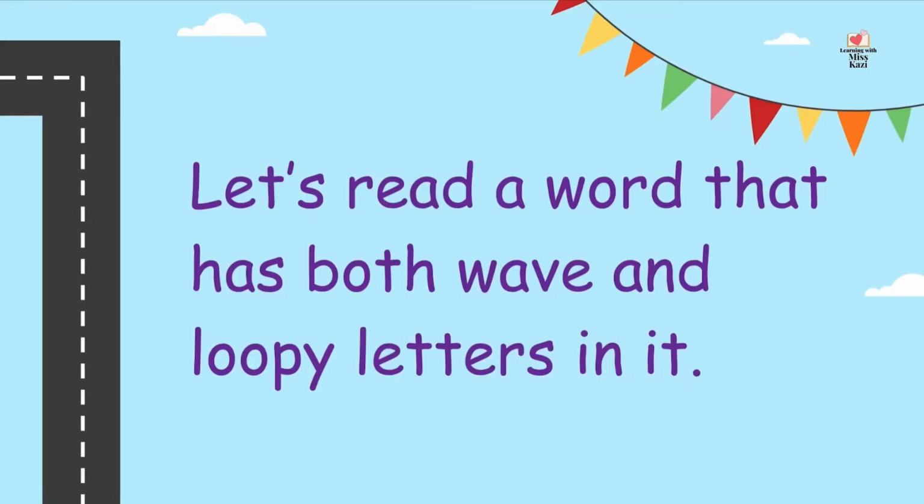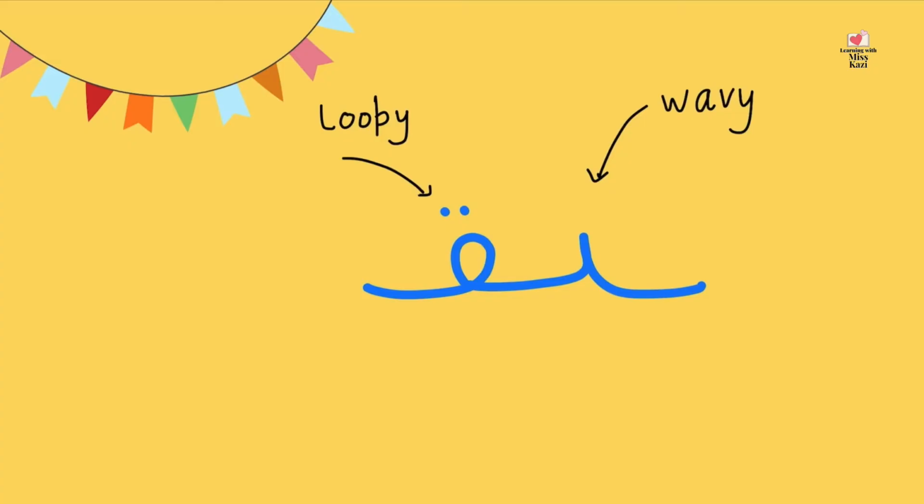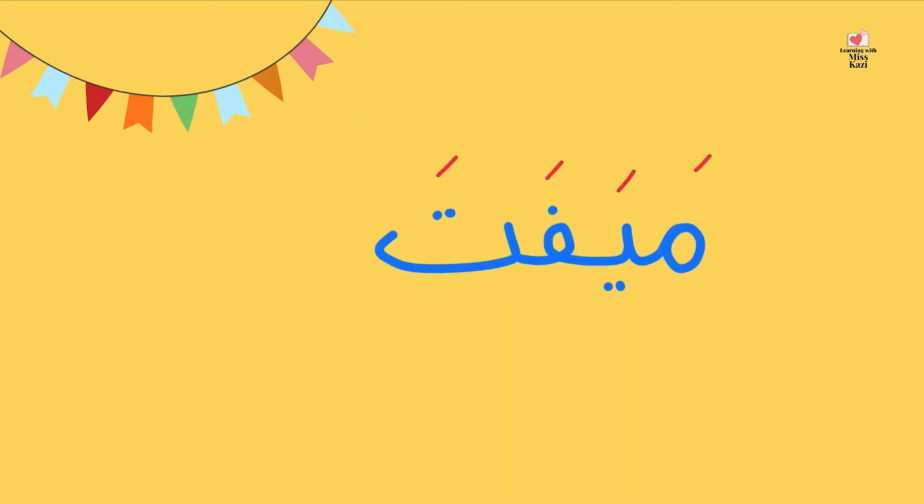Now, let's read a word that has both a wave and loopy loop letters in it. This is how the wave letters will look, and this is how the loopy loop letters will look. Is this a wave letter? No, it's a loopy loop letter. This is ma, ya, fa, ta.